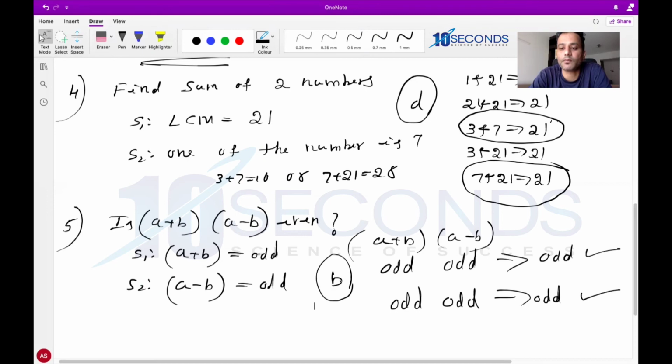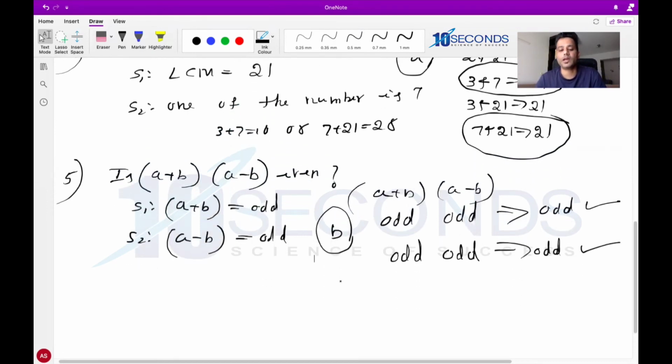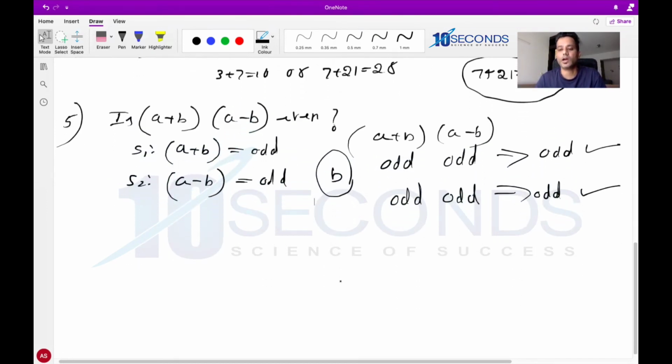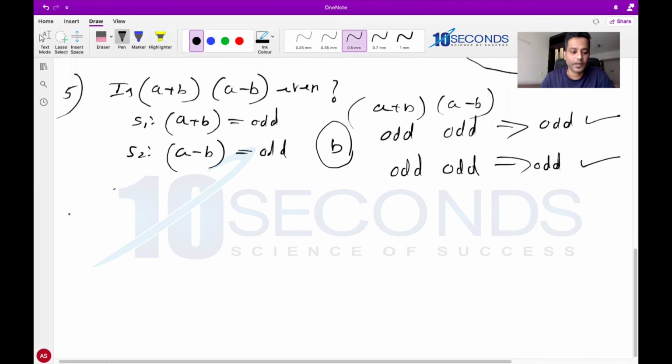So it is option B. Either way, the question can be answered. Using the first one, yes, it is not even, that's the answer. Using the second one, yes, it is not even, that's the answer. Either way, the question is answered. Let me take one more.